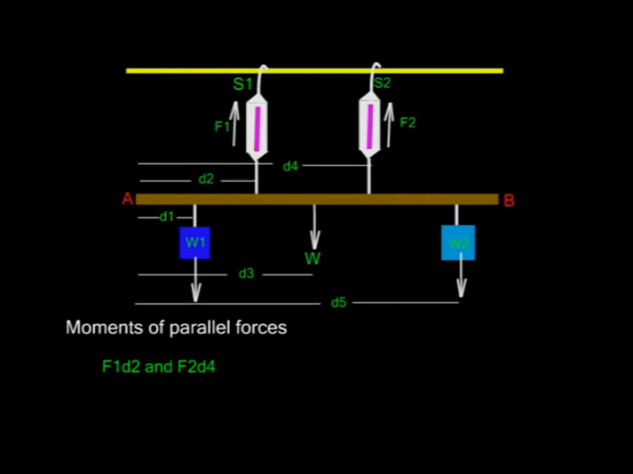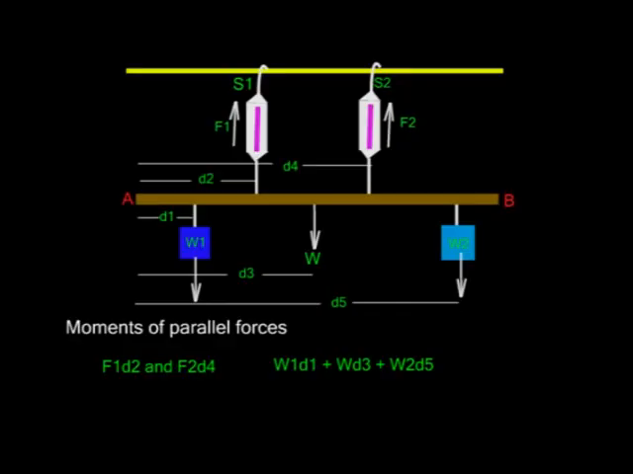The forces due to W1, W and W2 produce clockwise moments about A. They pull that bar downwards. Their sum is W1 times D1, that is the moment of W1 about A, plus W times D3, that is the moment of W, plus W2 times D5, the moment of weight 2 about A.